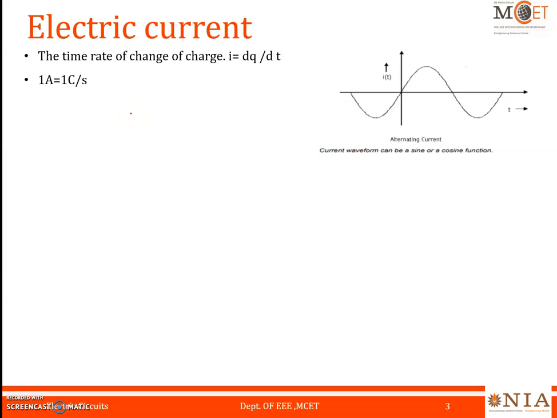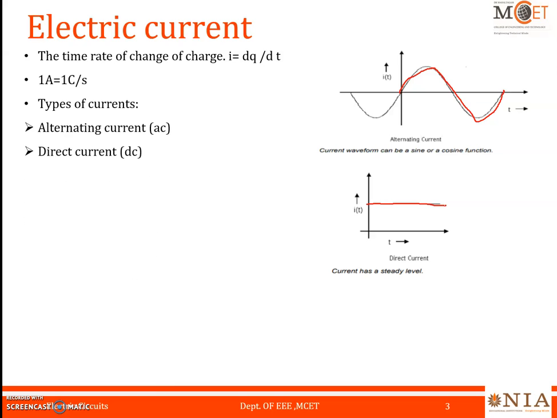We know that depending upon the supply, there are two types of currents available. One is alternating current and another one is direct current. When we say the current is alternating in nature, the amplitude changes continuously with respect to time. That's why we call it alternating current. When we say the current is a DC current, it will have a steady current value. That's why we call it DC current.